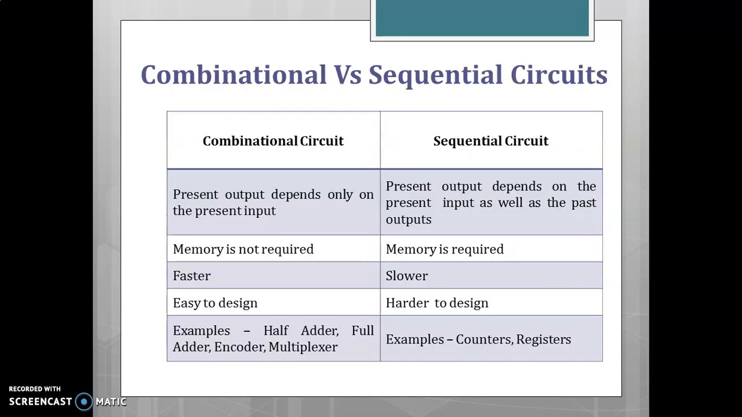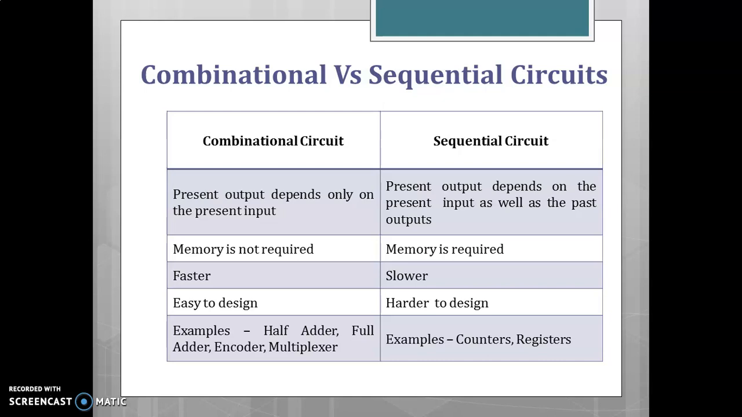Let's compare combinational circuit with sequential circuit. As I said earlier, in the combinational circuit, the present output depends only on the present input. That is, memory is not required. Whereas in the case of a sequential circuit, the present output depends on the present input as well as past output. Hence, to store the previous output values, memory is required.